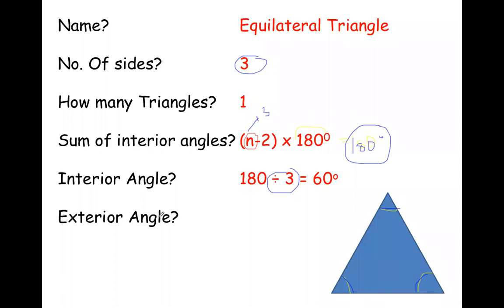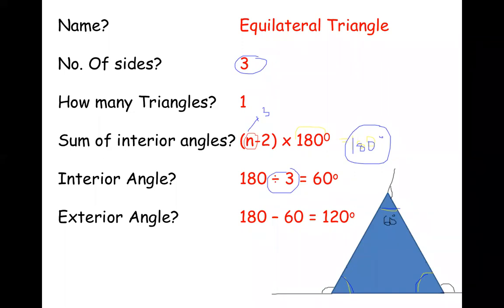And then the last part, exterior angle. When we're looking at exterior angle, we're looking at this angle here. Exterior means outside. Each of it will be 180 minus 60, because this is 60 here. Now, why is it 180 minus 60? Where do I get the 180 from? Anyone have any idea? The total sum of angles.